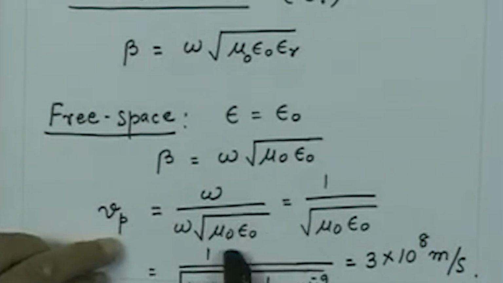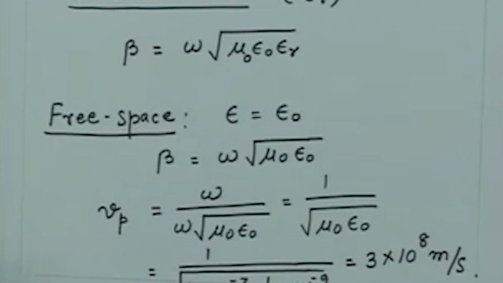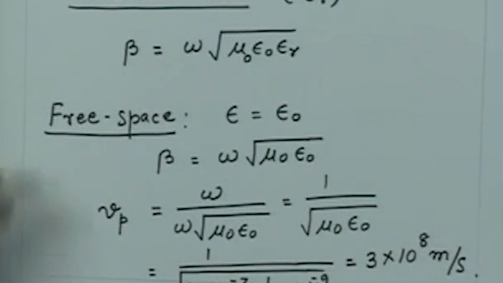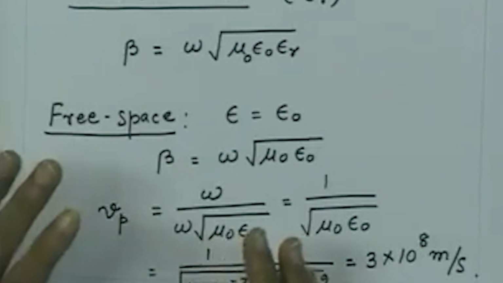So this is the velocity of the wave when it is traveling in free space, and that is 3 into 10 to the power 8 meters per second. It will immediately strike us that this is the velocity of light in free space. Since light is a transverse electromagnetic wave, it travels with the velocity given by this quantity, which is the phase velocity, and that is the reason the velocity of light is 3 into 10 to the power 8 meters per second. So any wave, not only light, but any transverse electromagnetic wave traveling in free space will have a velocity equal to 3 into 10 to the power 8 meters per second.